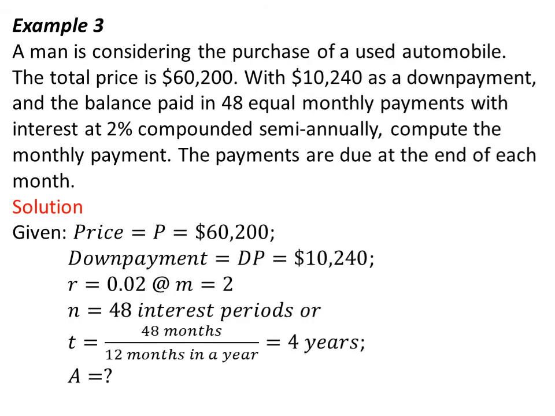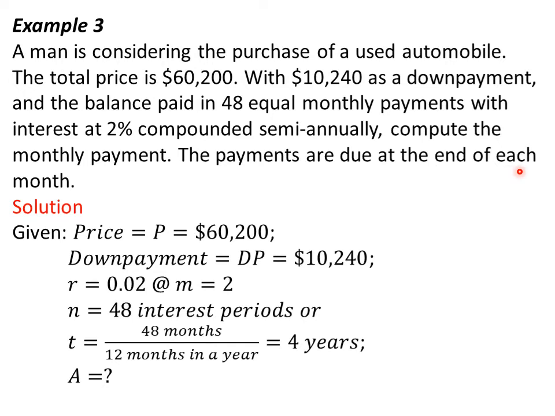Example number 3. A man is considering the purchase of a used automobile. The total price is $60,200 with $10,240 as a down payment and the balance paid in 48 equal monthly payments with interest at 2% compounded semi-annually. Compute the monthly payment. The payments are due at the end of each month. So here, it's being stated that the payments are due at the end of each month.